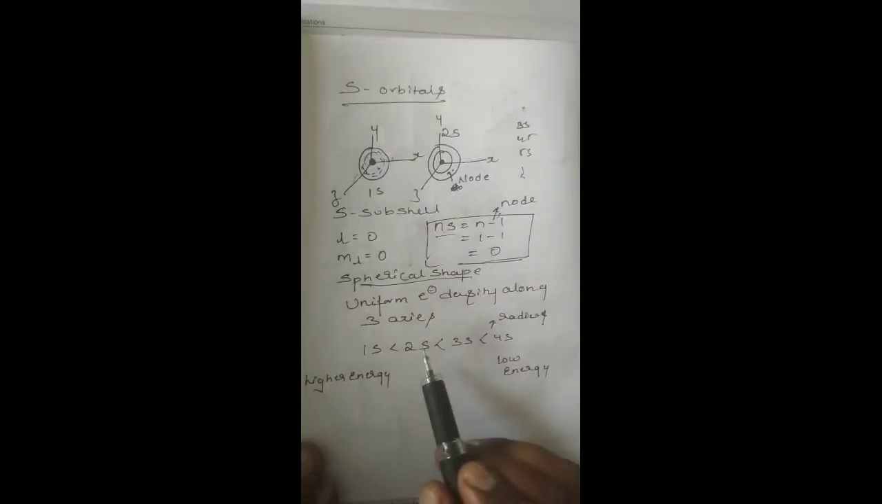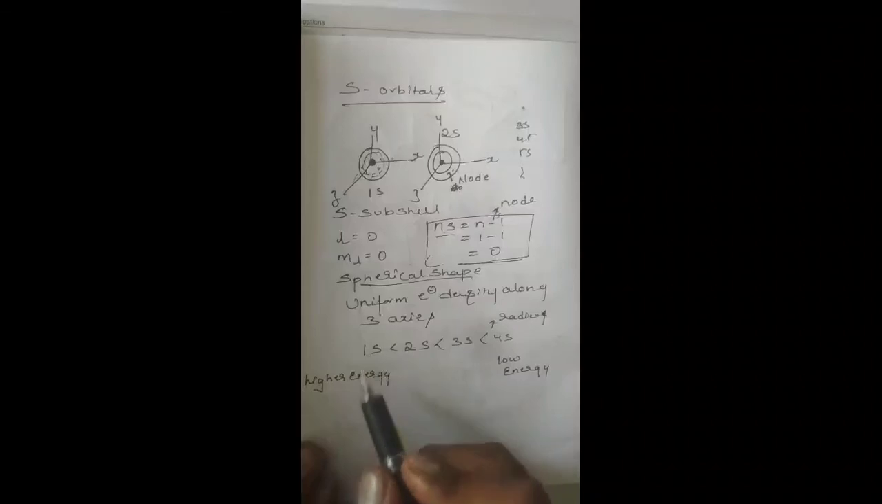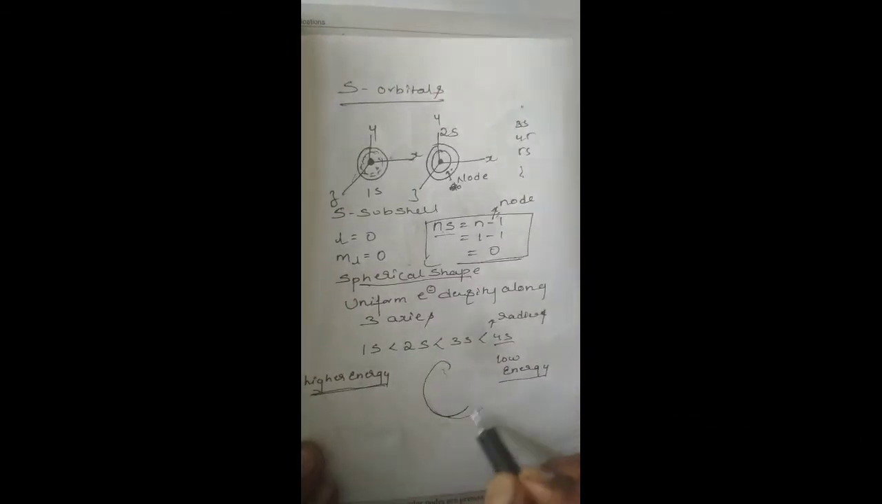If you see the radius, the 4s orbital is greater than 3s orbital, 3s is greater than 2s, and 2s is greater than 1s. You see, 1s orbital has higher energy, and when we come to 4s, lower energy. Why does 4s have low energy? Because the radius is more. Since the radius is more, it has a low energy.